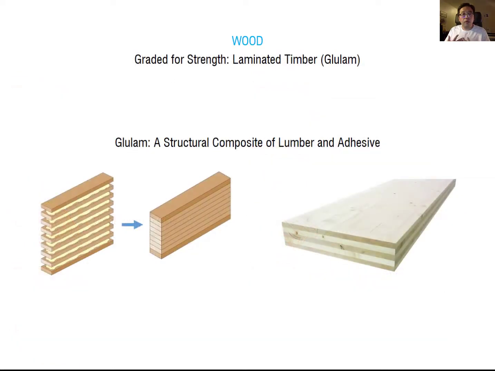Okay. So now we talk about Glulam, which is laminated timber. What is Glulam? Glulam is also called laminated timber. It is a structural engineered wood product. It comprises lumber layers bonded together with a durable, moisture-resistant structural adhesive.